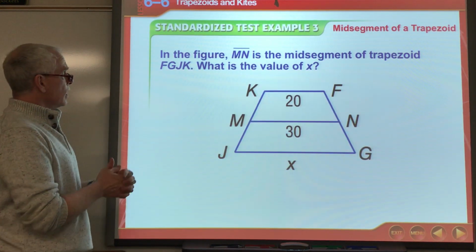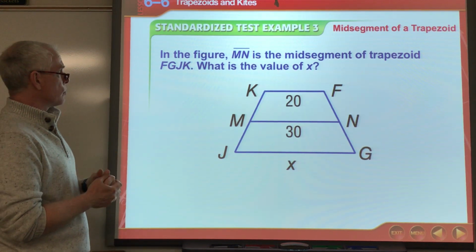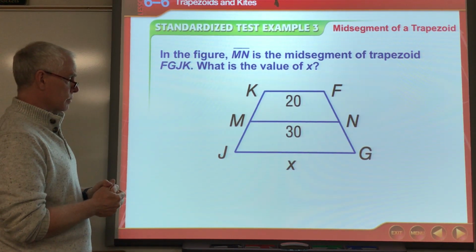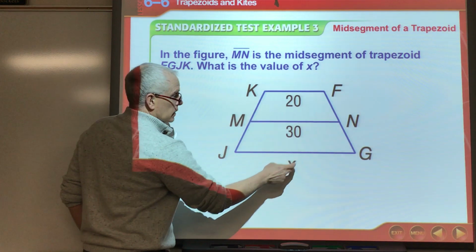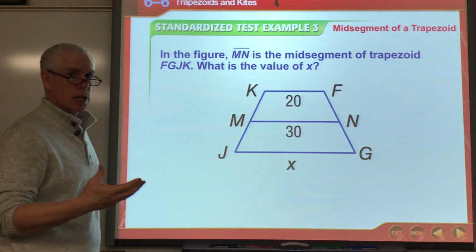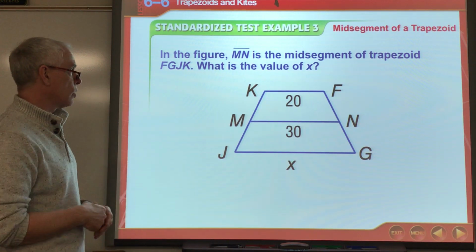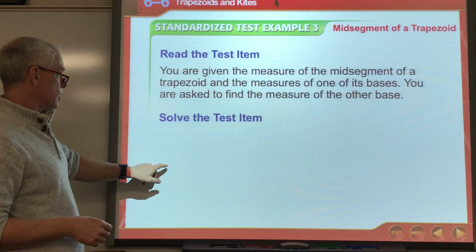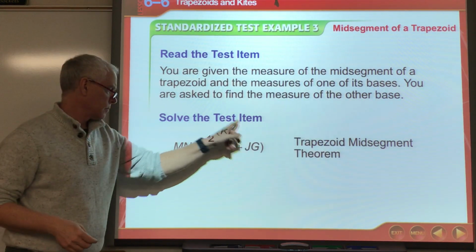So, in the figure, MN is the mid-segment of the trapezoid. What is the value of x? Well, (x plus 20) divided by 2 has to equal 30. We're just going to use that formula and then solve for x. Okay? So this is what we learned from the theorem.